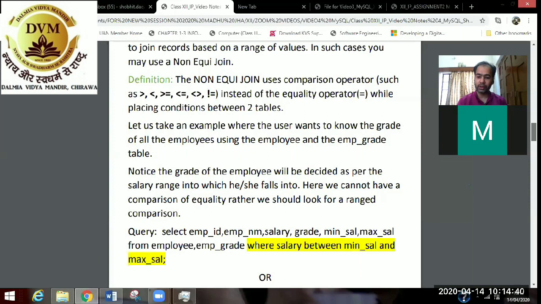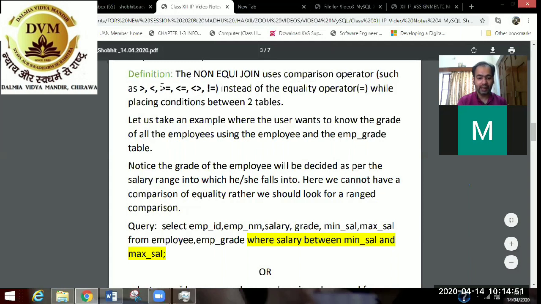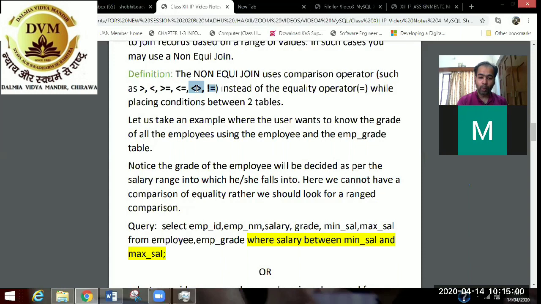Let us see the definition for this. As in an equi join we used an equality operator, in non-equi join we will have operators like these. Two of these operators you may not have seen or used until now. Both of these are the not equal to operator. The greater than, lesser than sign and the exclamation equal to sign both represent the not equal to operator.